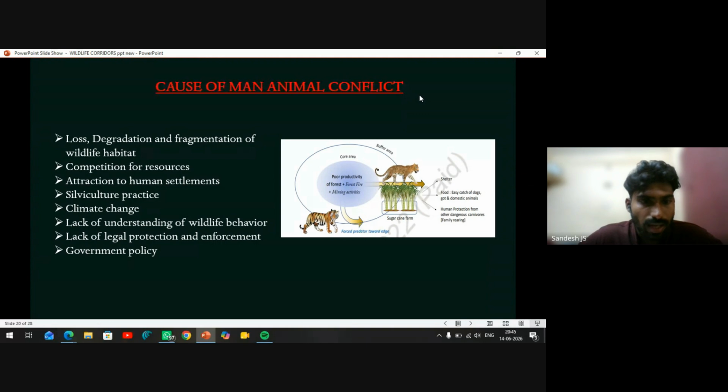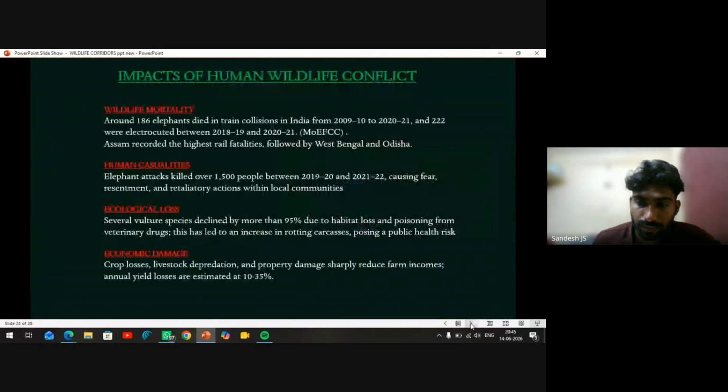The last one is the lack of legal protection, enforcement, and government policies. The weak legal framework, the lack of government policy implementation, and distrust among the people. Because of that, these are the causes of human-animal conflict. And the impacts: what are the impacts of human-wildlife conflict? Wildlife mortality.